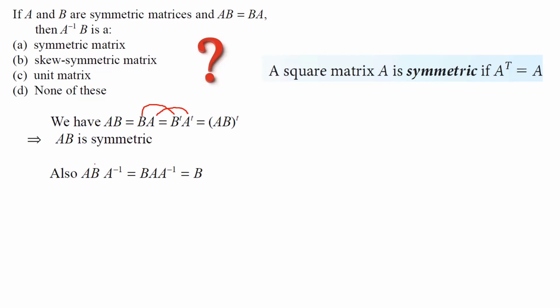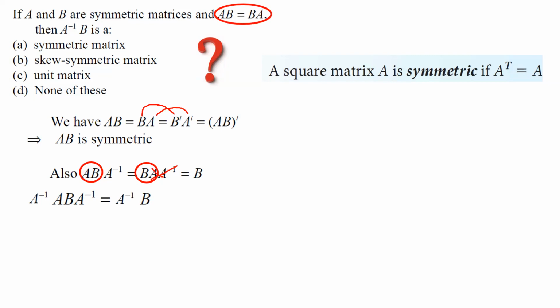Now, AB times the inverse of A can be written as BA times the inverse of A, and then we can just multiply these two and get the identity matrix, so it is always equal to B. So again, instead of AB, we wrote BA, so we can have A and the inverse of A next to each other. The multiplication is the identity matrix, and we end up with B. So since AB times A inverse is equal to B, we can multiply both sides by the inverse of A.